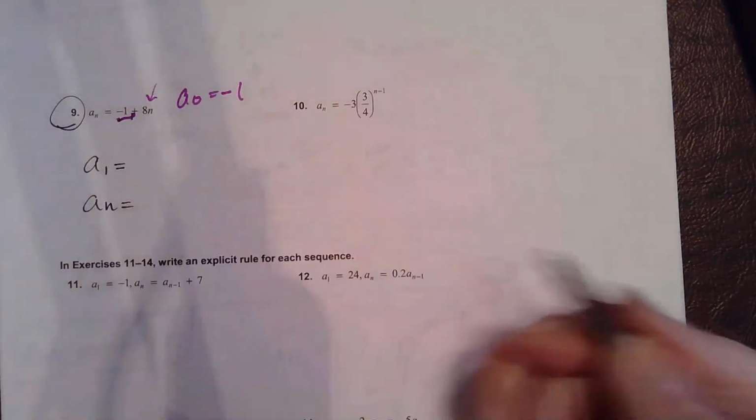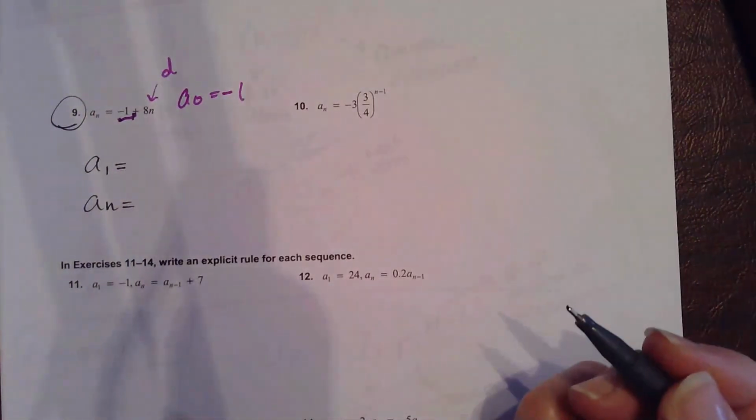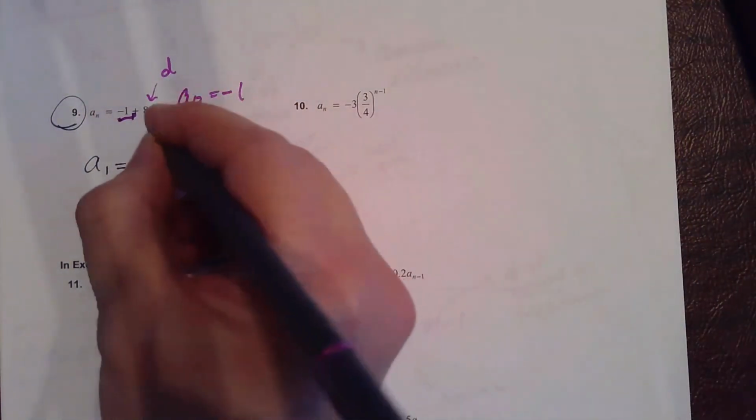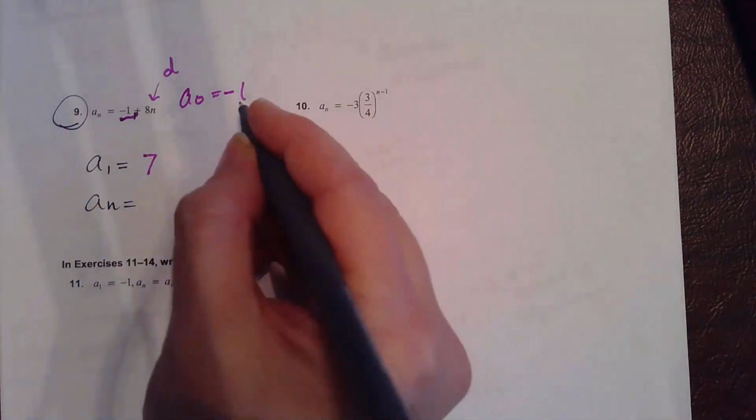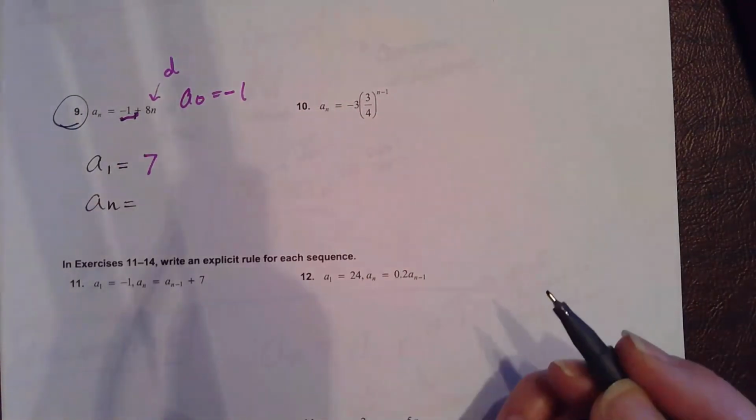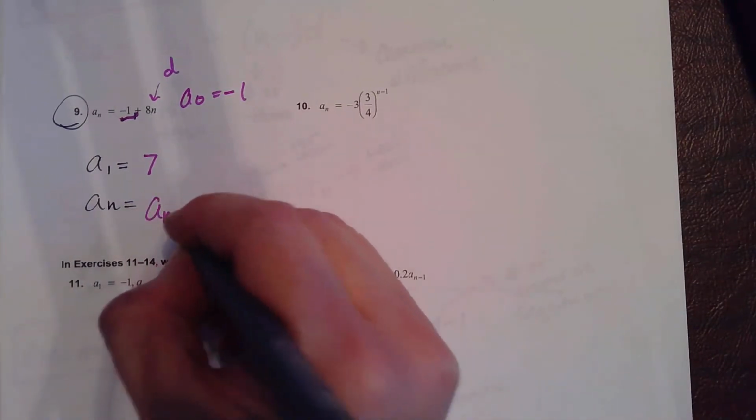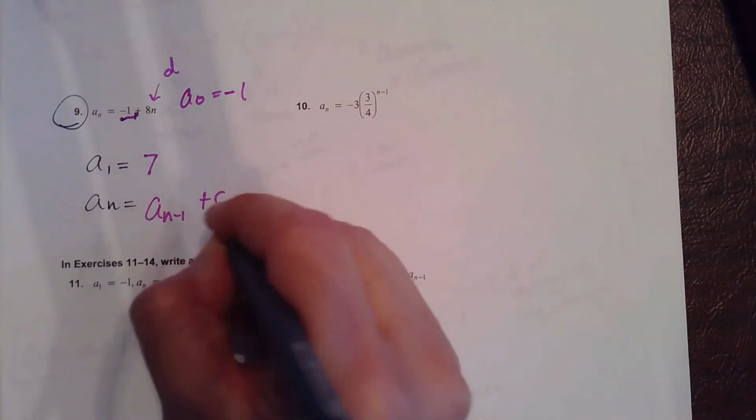This right here, this 8, is your common difference. That's what you're doing to get to the next term. So if I add 8 every time, my first term would have to be 7. Because if I'm starting at -1, I add 8, I get 7. So my pattern is to take my previous term and add 8.